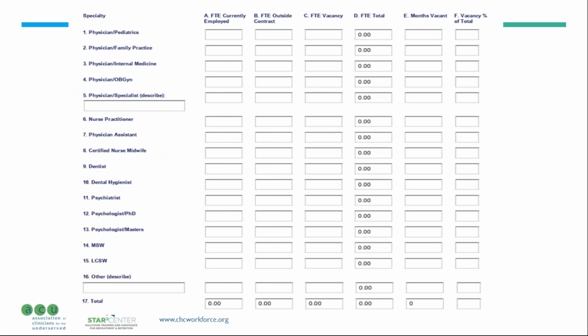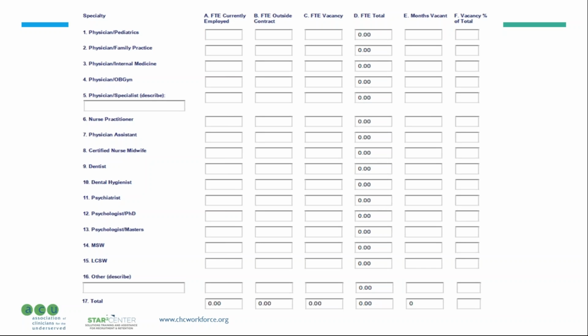So this is the table for the provider information, and we'll see the specialty listed down on the left, and then the columns going across the top. The first one is the full-time equivalent of employed providers, and lines 1 through 5 refer to physicians. If you have a nurse practitioner, for example, who's a pediatric nurse practitioner, please don't put that person in line 1. Put that person in line 6. This is very similar to the UDS, so the definitions are anyway.